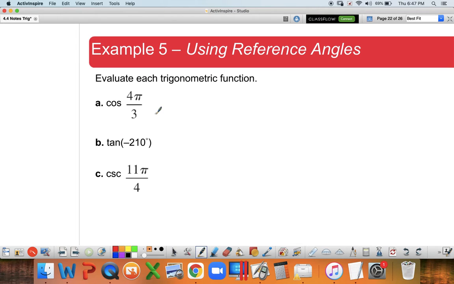I want to figure out my distance to pi for 4 pi over 3. I'm at 4 pi over 3, so that tells me I'm over here in this quadrant. How far away am I from pi, which we can also think of as 3 pi over 3? Well, I'm 1/3 of a pi away. So my reference angle is pi over 3. Let's think about what the cosine of pi over 3 is. Hopefully you have it memorized from our table on the previous page. It is just 1/2.